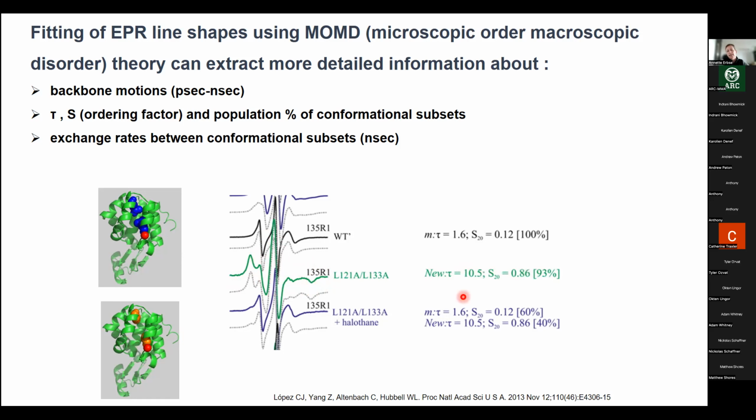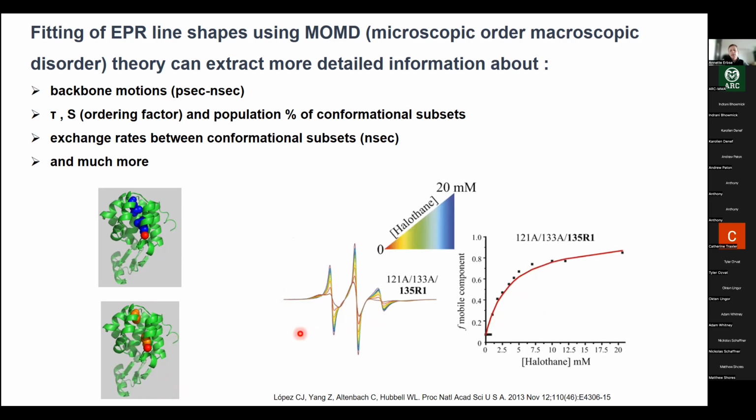So this new population in this spectrum has a long rotation correlation time, a really high ordering factor, and nearly 93% of the spins are in this conformation. Now it is known that this mutant binds the anesthetic halothane. And if you add halothane to it, you can see in the spectrum that the populations are now shifted back to the mobile population, with 60% being mobile again. And that is because the anesthetic competes with the spin label for the binding in this cavity.